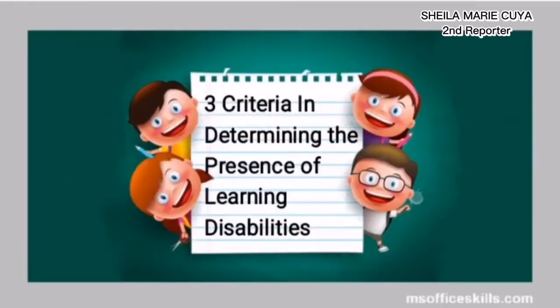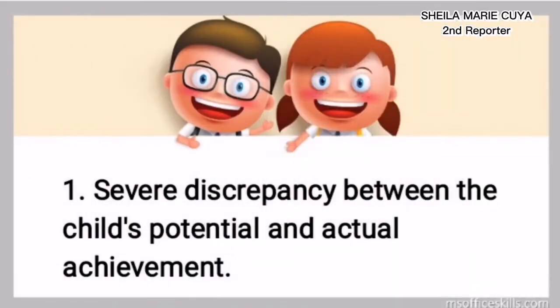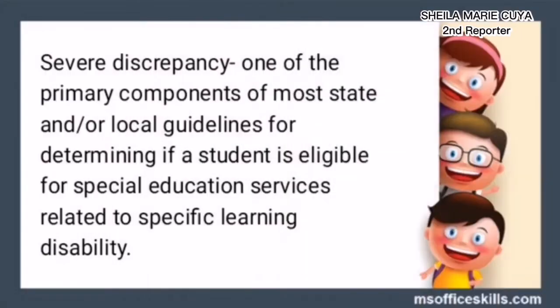Here are the 3 criteria in determining the presence of learning disabilities. The following criteria must be present when assessing children to have learning disabilities. First is a severe discrepancy between the child's potential and actual achievement. Severe discrepancy refers to one of the primary components of most states and/or local guidelines for determining if a student is eligible for special education services related to a specific learning disability.